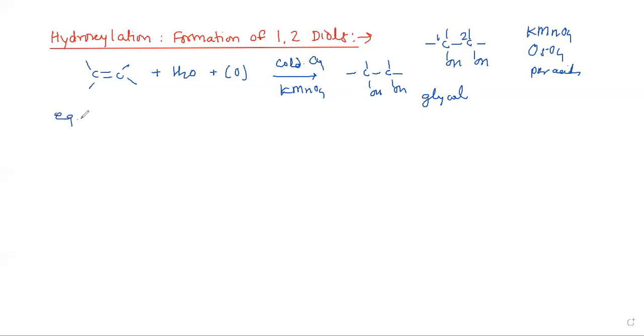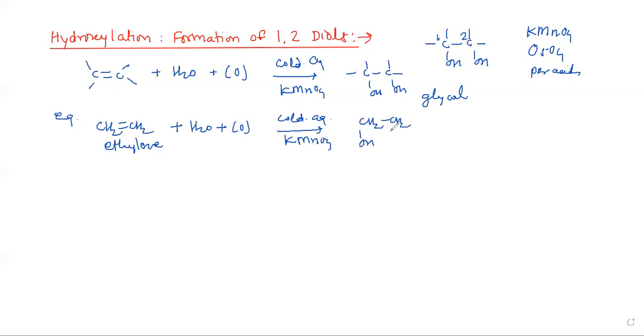For example, ethylene plus water, with aqueous KMnO4, you will get this diol, which is called ethylene glycol. Ethylene glycol is obtained.